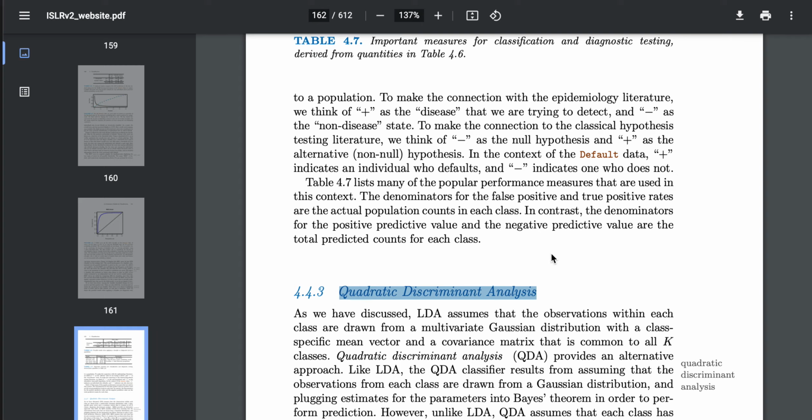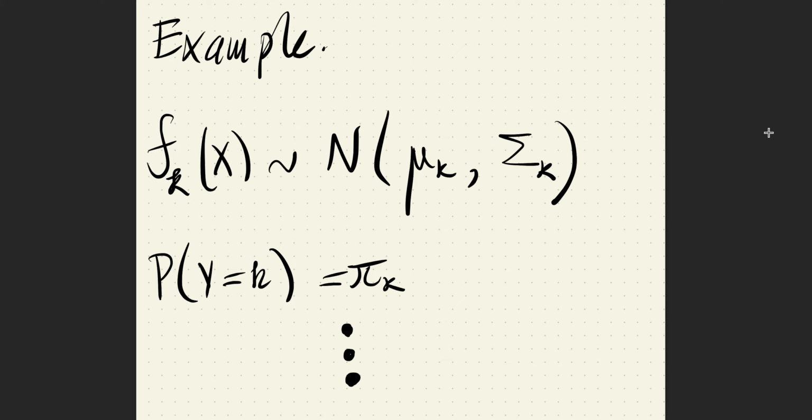Next is quadratic discriminant analysis. In quadratic discriminant analysis, we still assume that the features have a Gaussian distribution, but we allow some extra flexibility by letting the covariance to be different for each class. Therefore, we do not have sigma, we have sigma k.